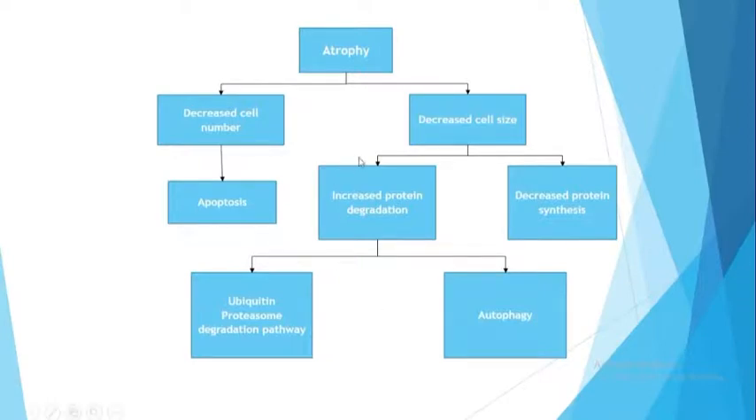So let's say that again. Atrophy: decreased cell size and decreased cell number. Decreased cell number occurs by apoptosis, and decreased cell size occurs by decreased protein synthesis and increased protein degradation. Decreased protein synthesis occurs because of reduced metabolic activity of the cells, and increased protein degradation occurs by the ubiquitin proteasome degradation pathway and by autophagy, or cellular self-eating.